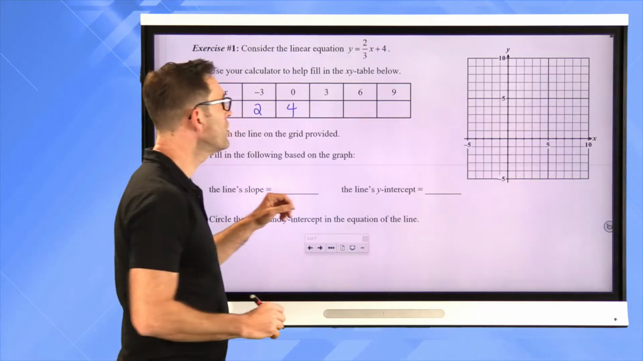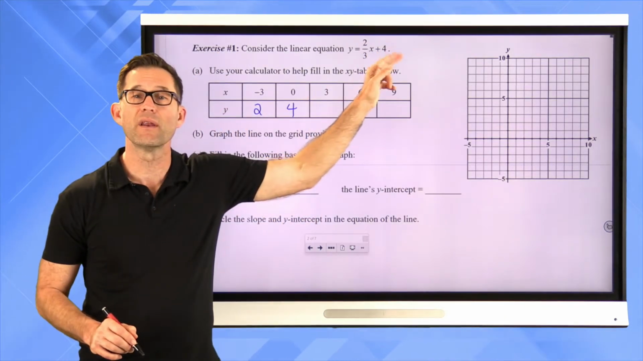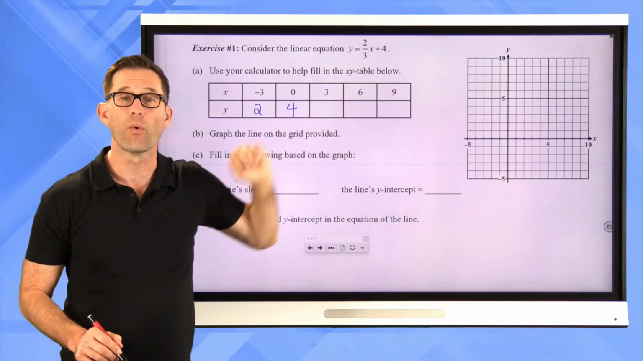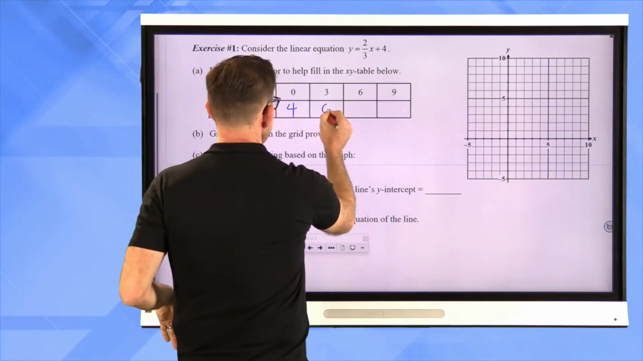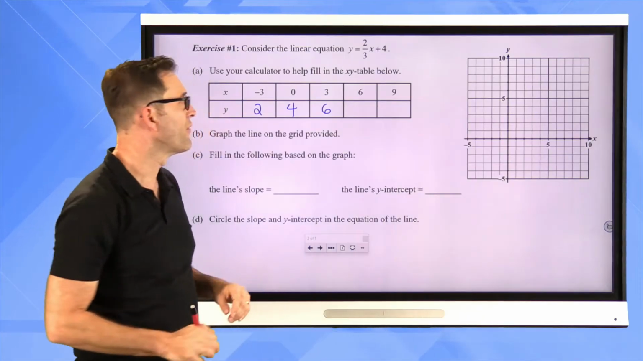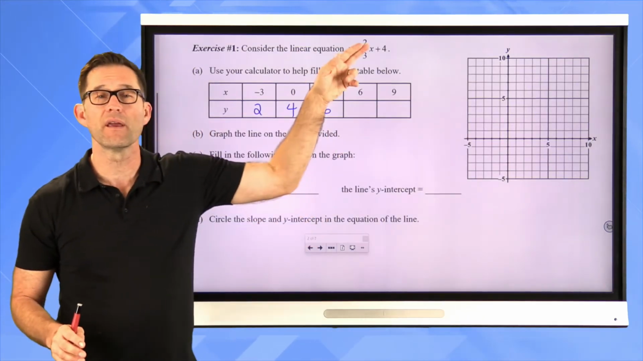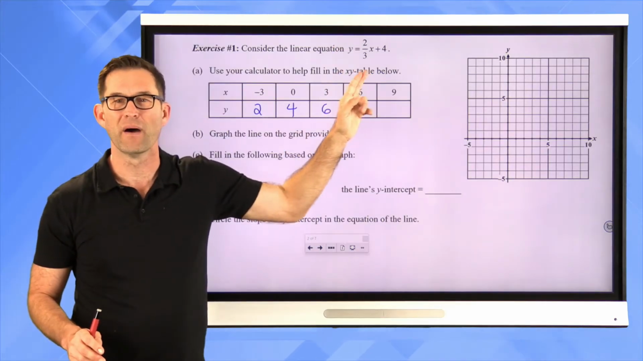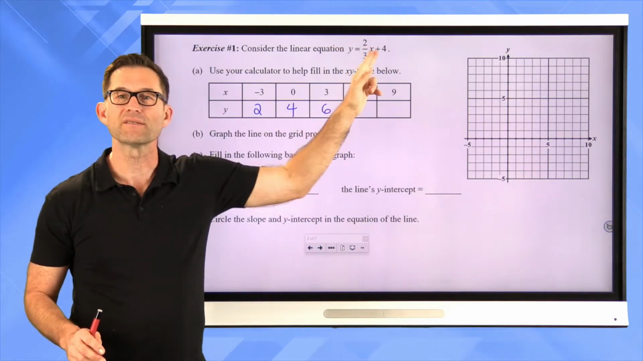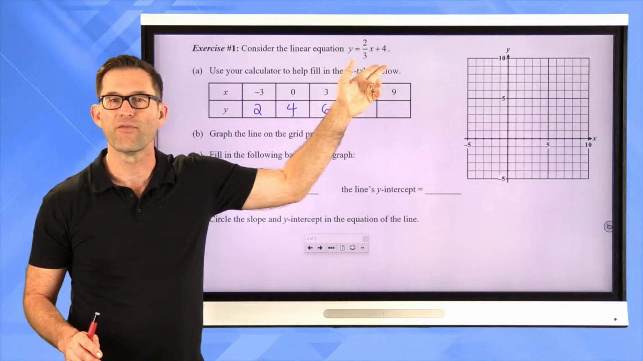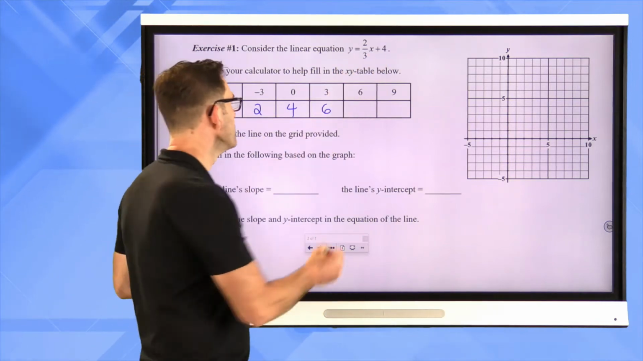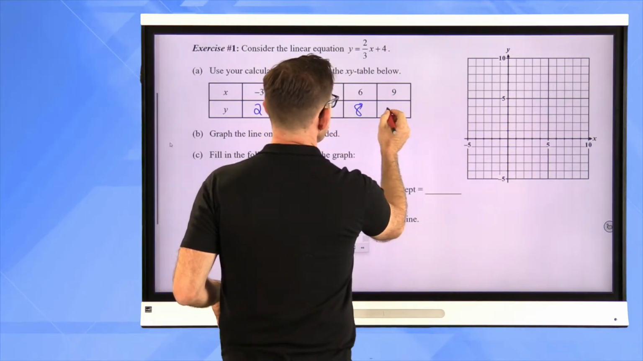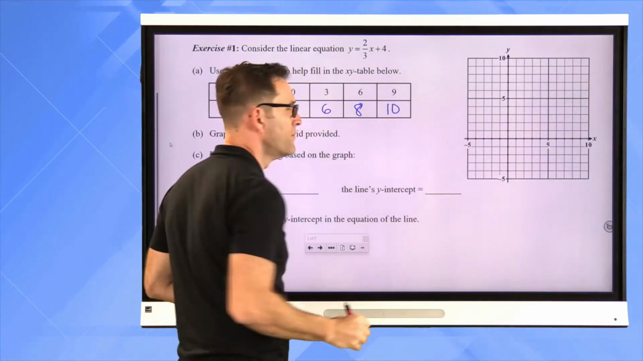And I can just keep doing that. If I took 3 and substituted it in here, 2/3 times 3 is equal to 2. 2 plus 4 is equal to 6. So I'd just get 6. If I took 6 and I substituted it in here, by the way, I've chosen values of x here that are easily multiplied by 2/3. If I took 6 and I multiplied it by 2/3, I would get 4. 4 plus 4 is 8. And likewise, if I put 9 in there, 2/3 of 9 is 6. 6 plus 4 is 10.